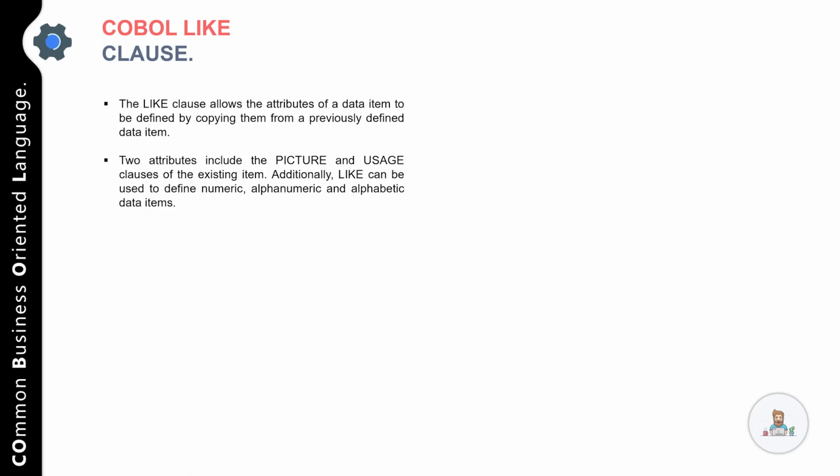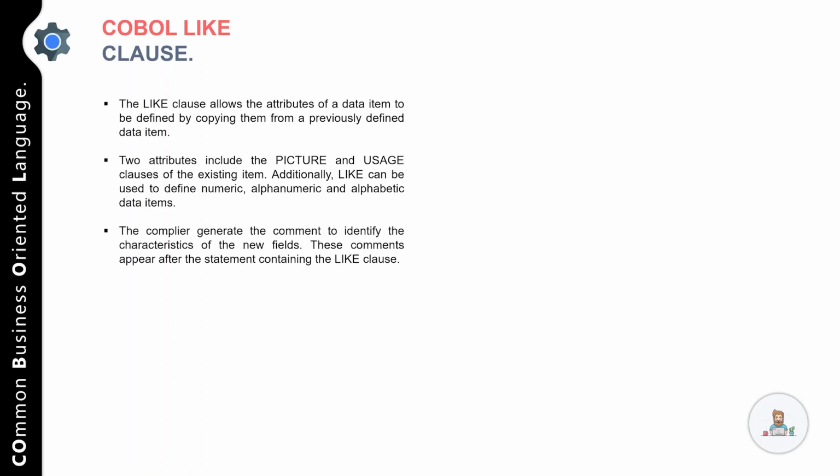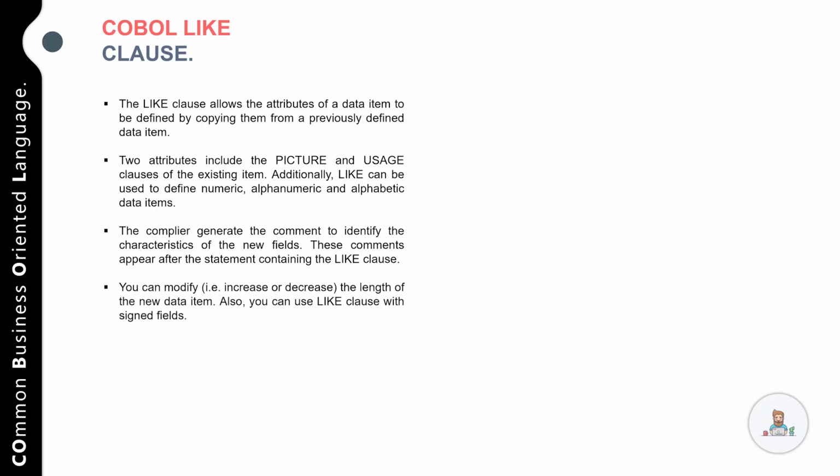There are two important attributes which are copied. The first one is the PICTURE clause and the second one is the USAGE clause, and these are copied from the previously defined data item. Additionally, the LIKE clause can be used to define numeric, alphanumeric, and alphabetic data items. The compiler generates a comment to identify the characteristics of the new fields. These comments appear after the statement containing the LIKE clause.